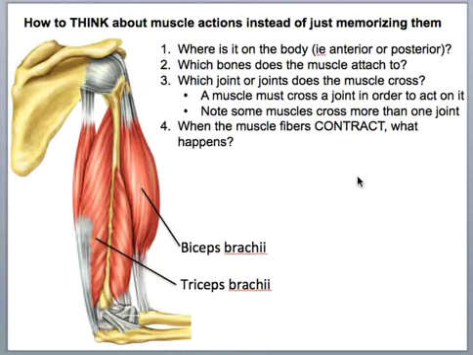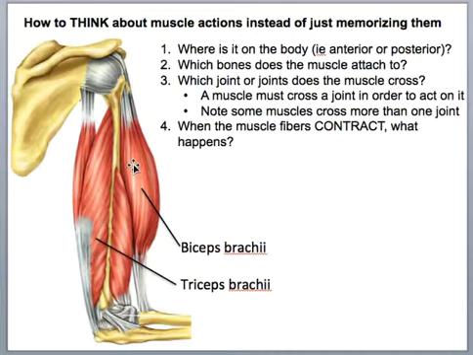When you read about muscles, for example, the biceps brachii, you're going to read where the proximal and the distal attachments are, and then you're going to have a whole list of actions. Now, you can memorize these actions, or you can learn to start thinking about these actions. This slide is going to lead you through how to think about the actions of these muscles, instead of just memorizing them. That's a much more long-term solution to understanding and building mental models of how muscles work, and it will help you remember them in the long term.